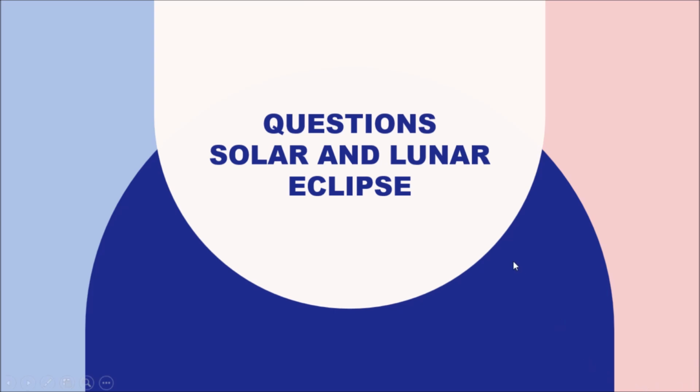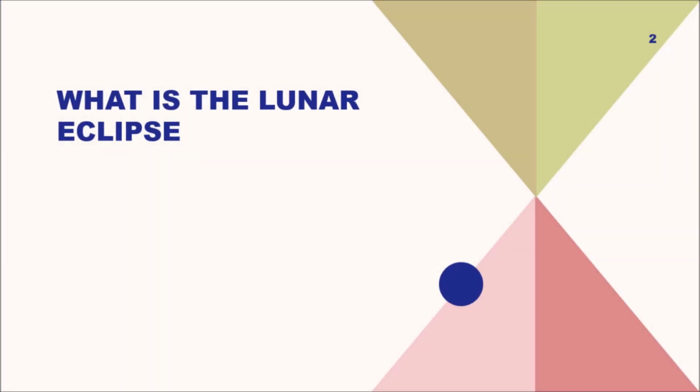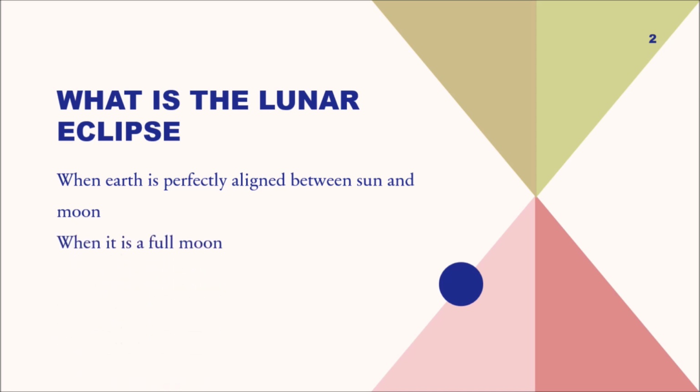Now we're gonna get questions about the solar and lunar eclipses. This is the trivia time, so I hope you like it. First things first. What is the lunar eclipse? I'll give you 5 seconds. Now is the answer. Get your answer ready. When the Earth is perfectly aligned between sun and moon. When it is a full moon.